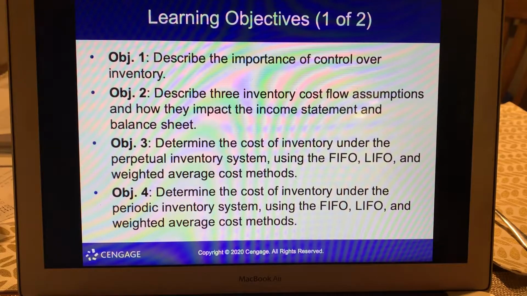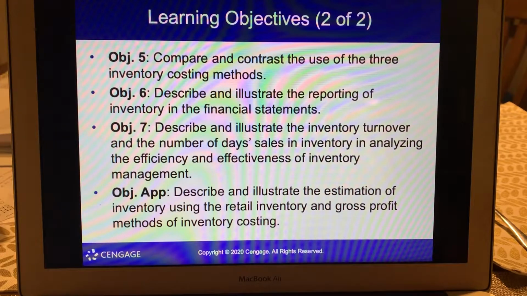Describe 3 inventory cost flow assumptions and how they impact the income statement and balance sheet. Determine the cost of inventory under the perpetual inventory system using LIFO, FIFO, and weighted average cost methods. Determine the cost of inventory under the periodic system using the FIFO, LIFO, and weighted average cost methods. Compare and contrast the use of the 3 inventory costing methods, to see which one is the best for the situation.